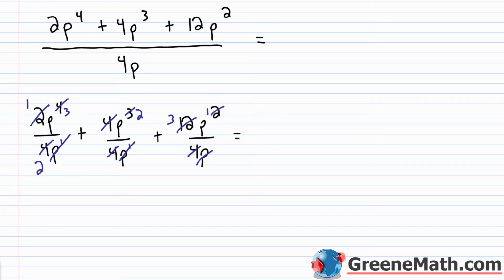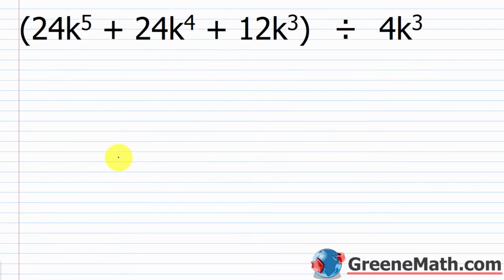So just look at what is remaining to write our answer. We have 1p cubed, or just p cubed, over 2. Then plus p squared. Then plus 3p. So p cubed over 2 plus p squared plus 3p. That's your answer. Now, we know with division we can check our answer. Whatever our quotient is, in this case this is the quotient, we could multiply this by the divisor, and we would get the dividend back. I'm not going to do that in the interest of time, but you could pause the video and multiply 4p by each term here, and you would come back to 2p to the fourth power plus 4p cubed plus 12p squared. All right, let's take a look at one more like this.